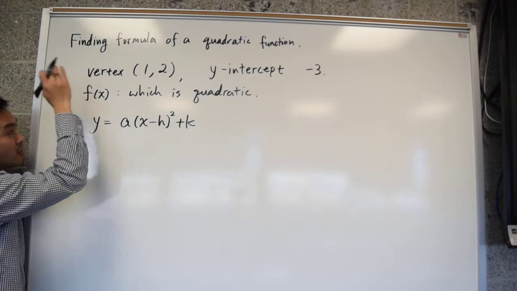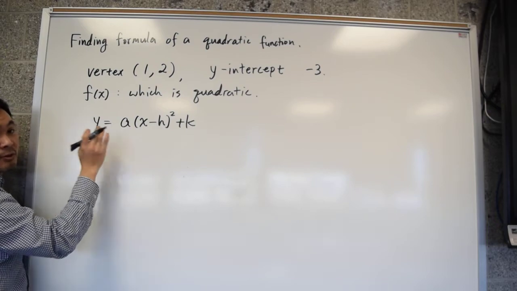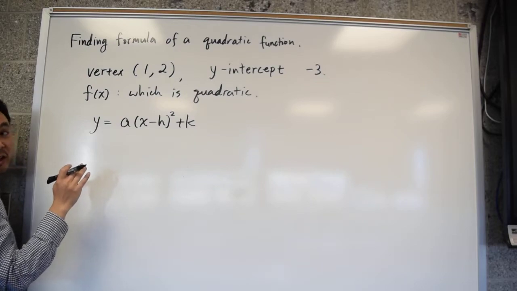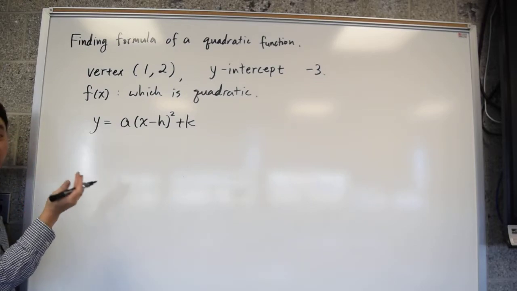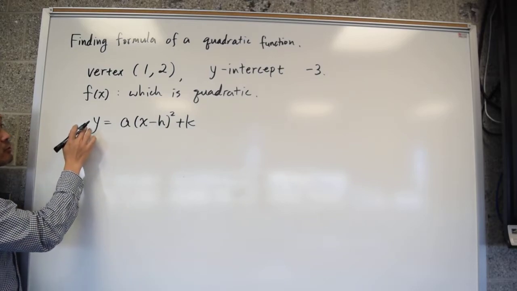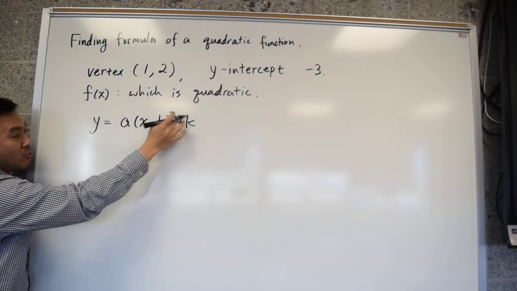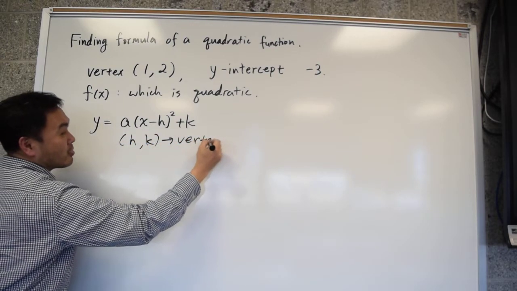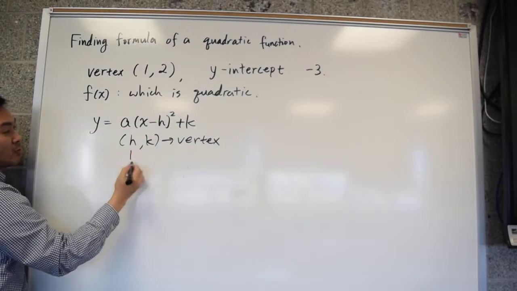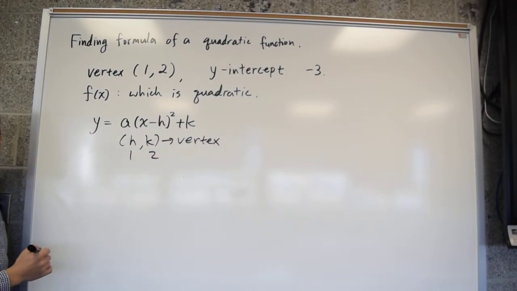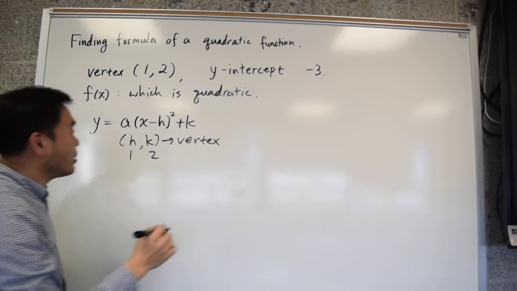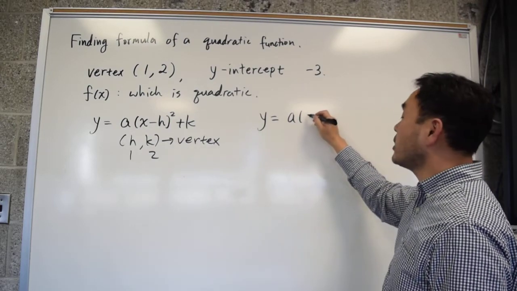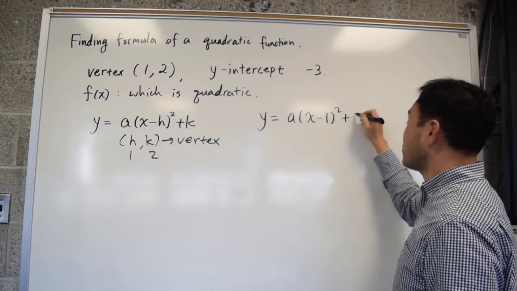All right. So let's try to solve this question. Because the vertex is given, you should always go for the vertex form, because already you know the value of h and k. What's h and k? 1 and 2, right? Because if y is a times x minus h squared plus k, then h comma k is the vertex. The vertex is 1 and 2, so h must be 1 and k must be 2, right? Now you have y equals a times x minus 1 squared plus 2.